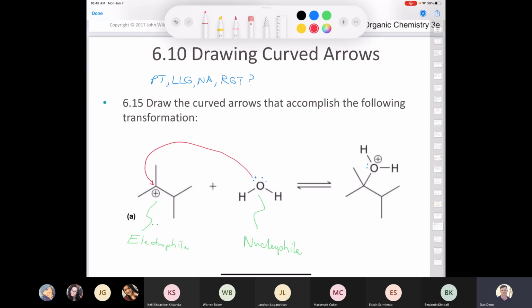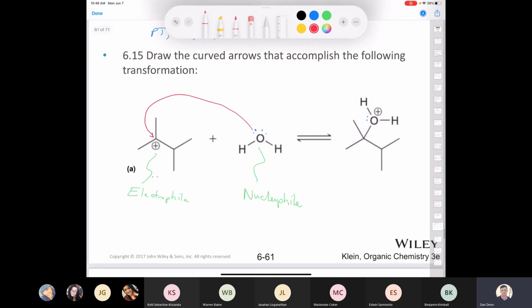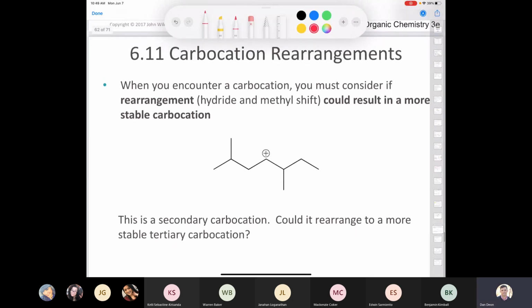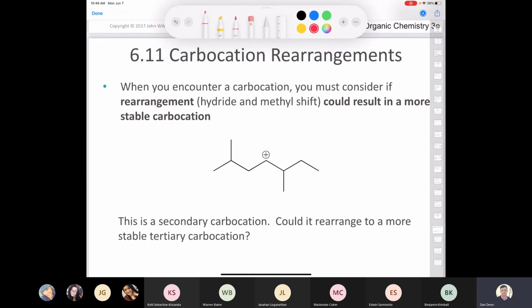I want to talk to you a little bit more about carbocation rearrangements. Whenever you see a carbocation in organic chemistry, and they come up all the time, you're at a crossroads, a fork in the road. You've got to ask yourself, is this going to undergo rearrangement? Is it going to undergo a 1,2 hydride shift or a 1,2 methyl shift? Is there something that could happen that would produce a more stable carbocation?